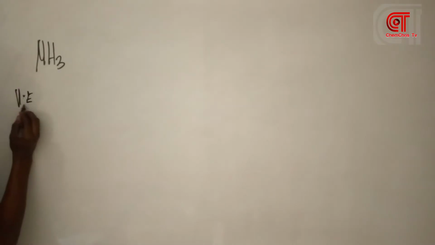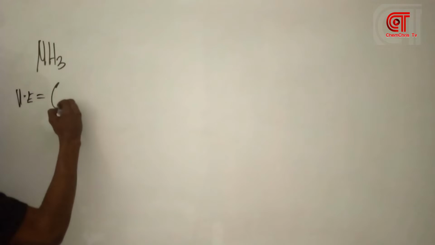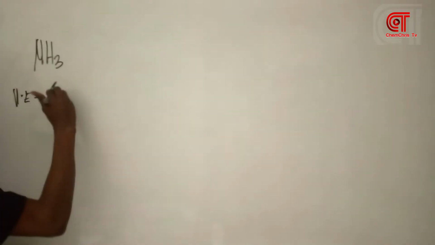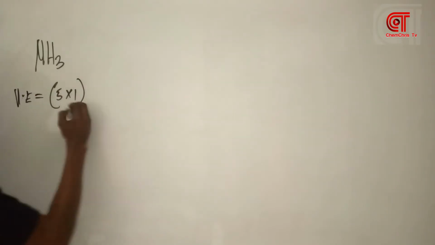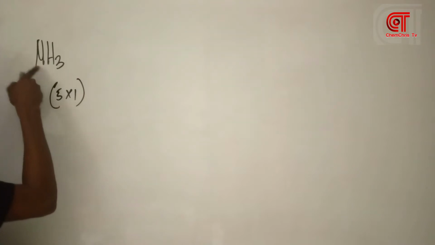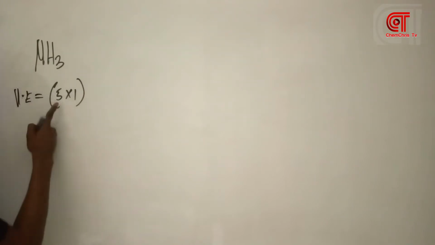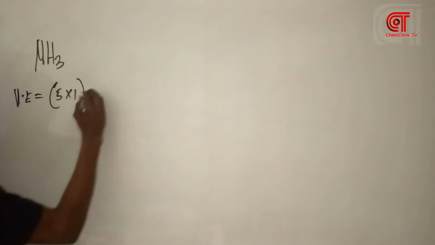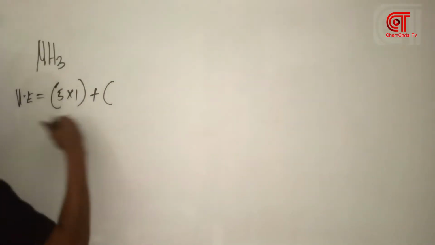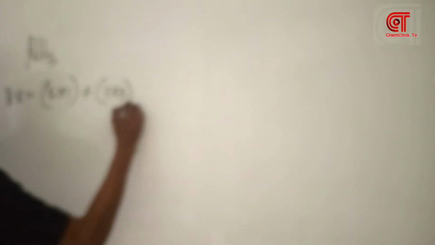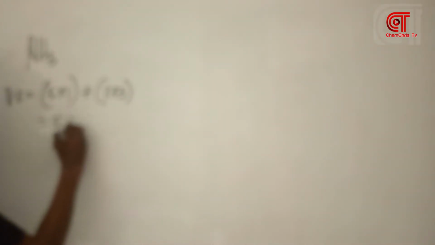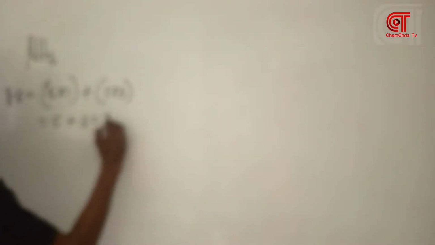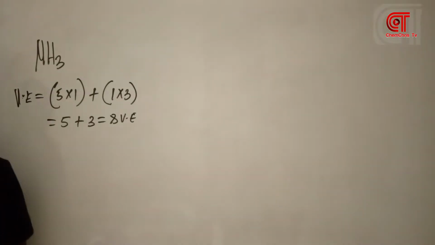V means valence electron. Now nitrogen is in group 5 times what? 1. How do we get 1? It is the total number of atoms in the molecule. Nitrogen is 1, then the valence electron is 5, plus hydrogen is 1 times 3, right? So it will be 5 plus 3, which is 8 valence electron. So that's how to do it.